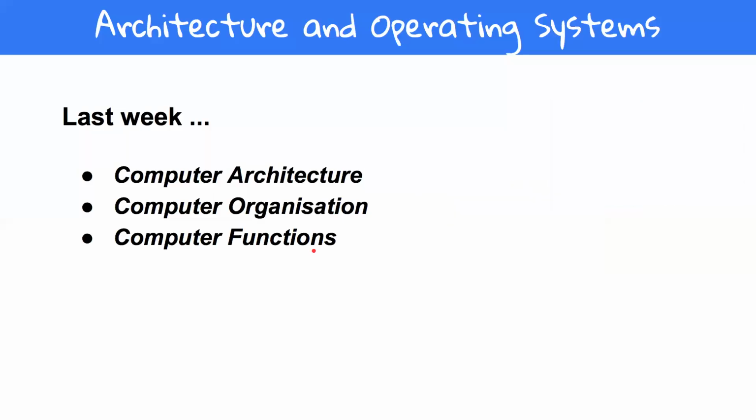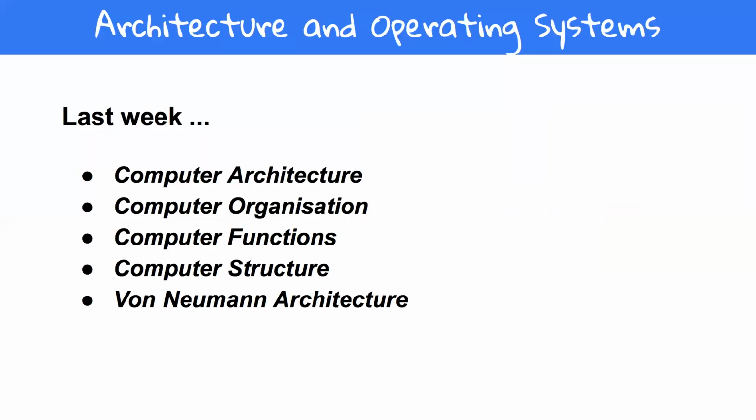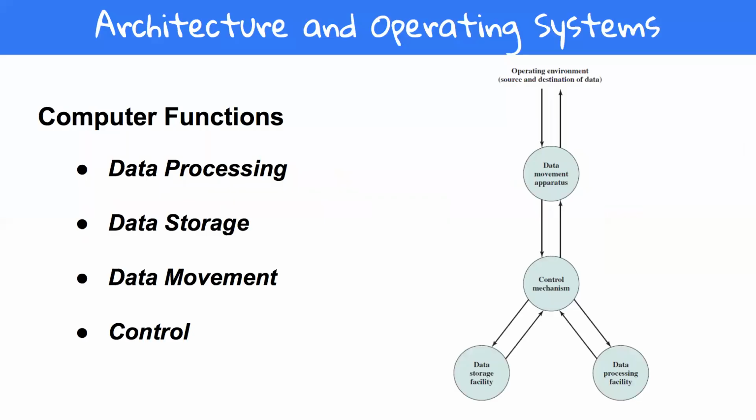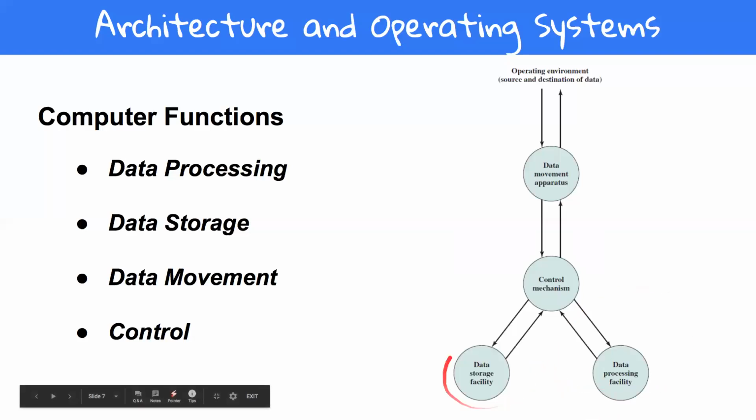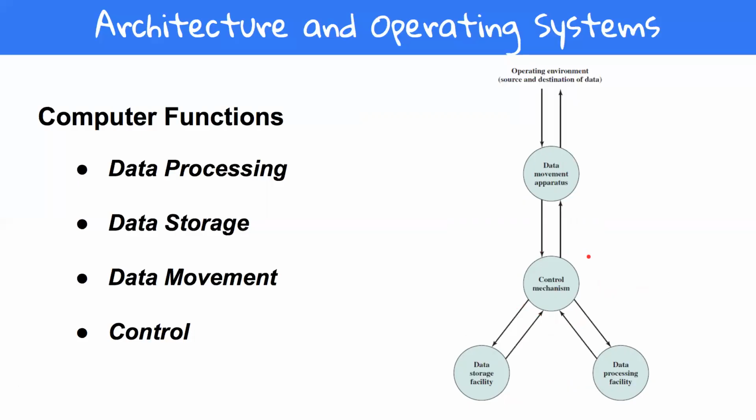Then we discussed the computer functions, the main four functions, and 3 levels of computer structure. And also, we talked about Von Neumann architecture or IAS machine. The computer functions that we discussed were data processing, data storage, data movement, and data control. And we discussed that for data movement, data processing, and data storage, we need to have this control mechanism at the heart of this orchestra.